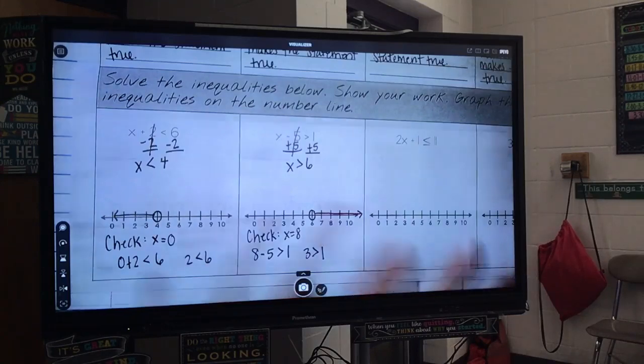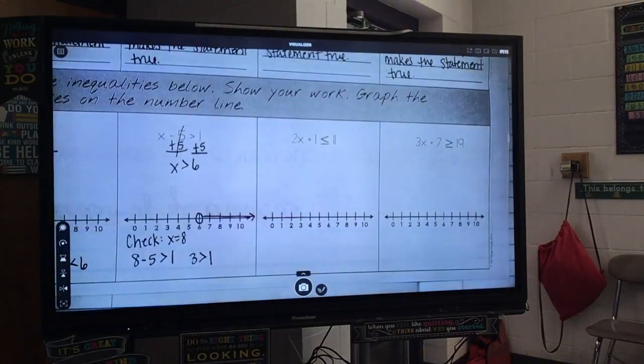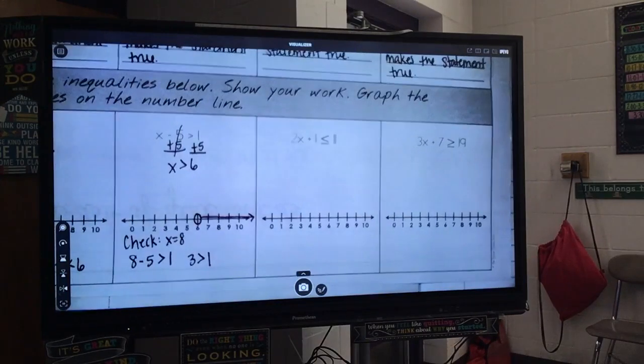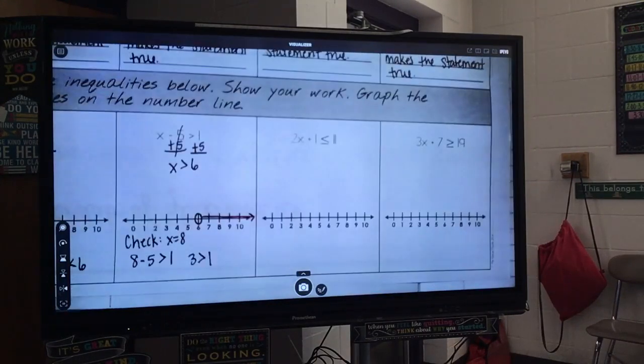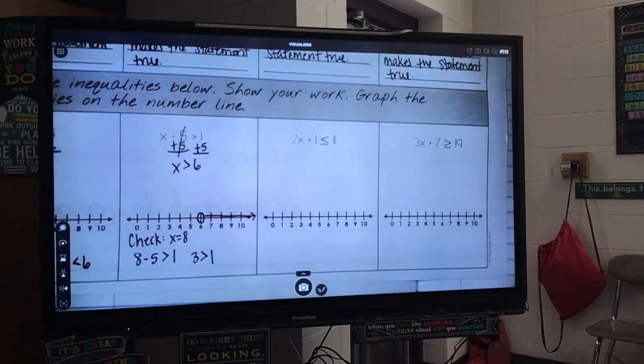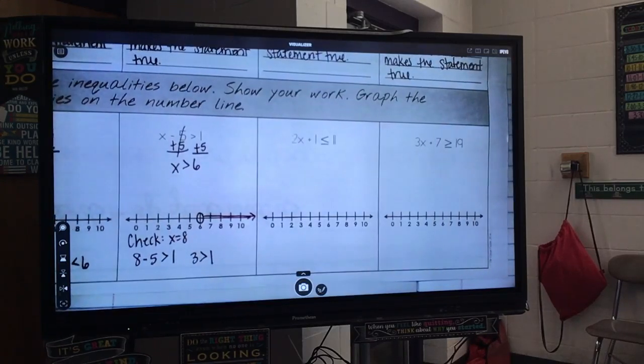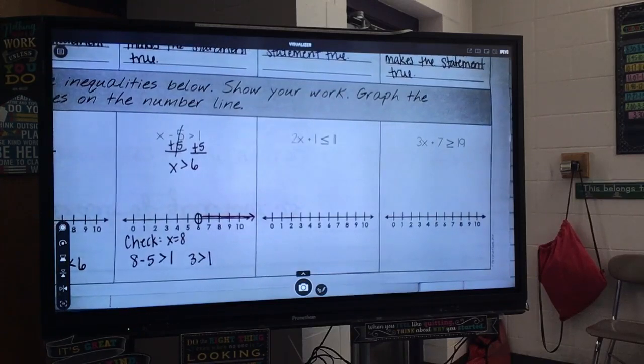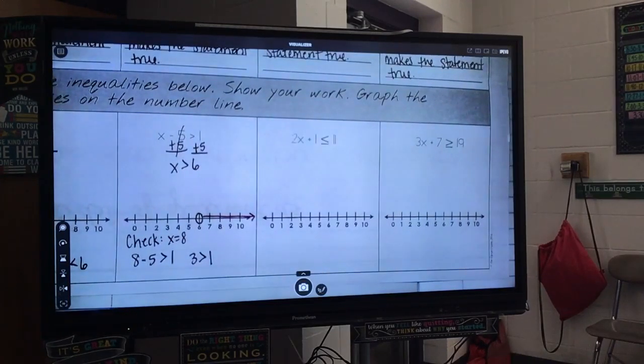All right, let's slide over to the next one. This is a 2-step inequality, which means we have to do one step and then another step to get our variable by itself. So this is 2x plus 1 is less than or equal to 11. What is the first step we have to do in order to get moving in the right process? Ace? We have to divide it by 2.